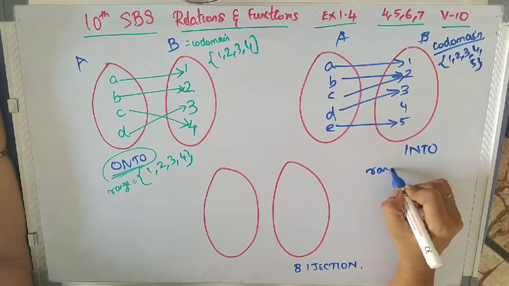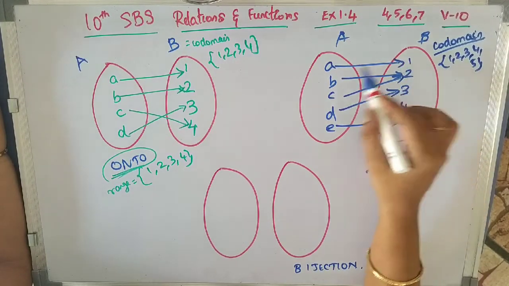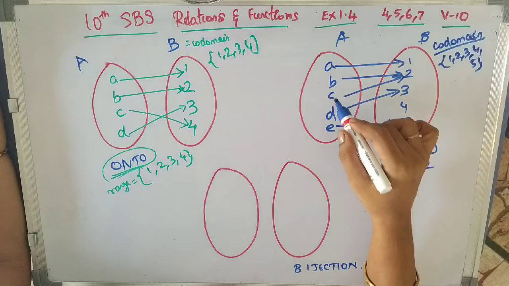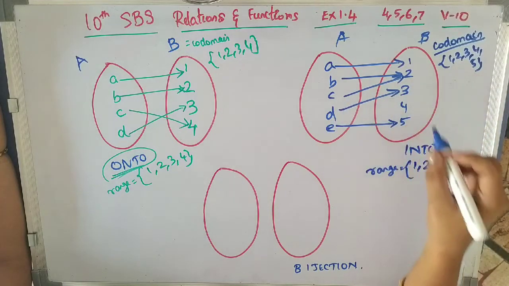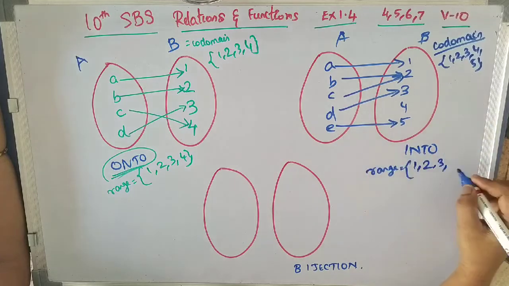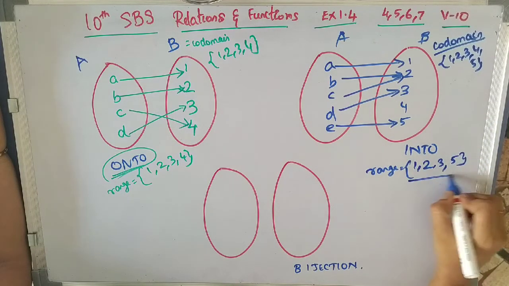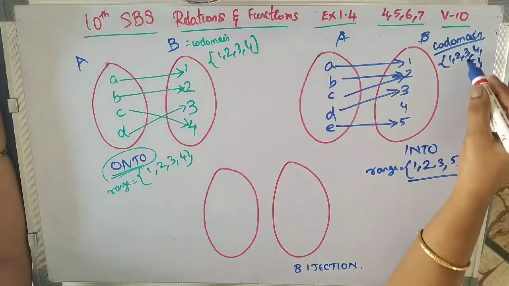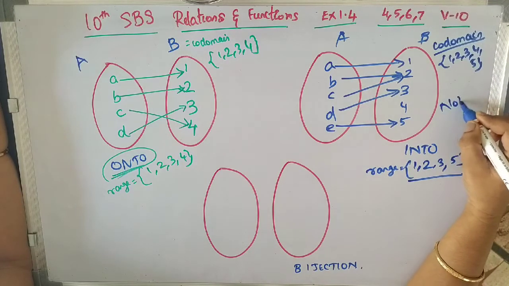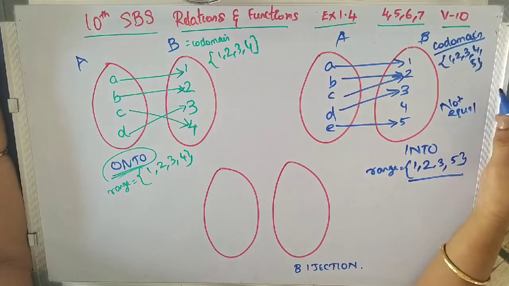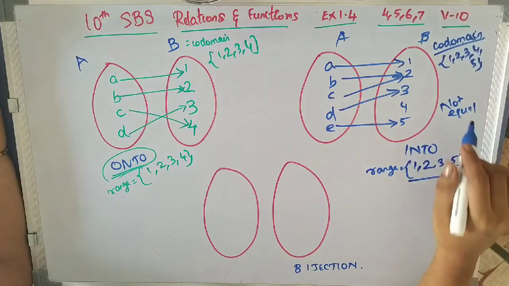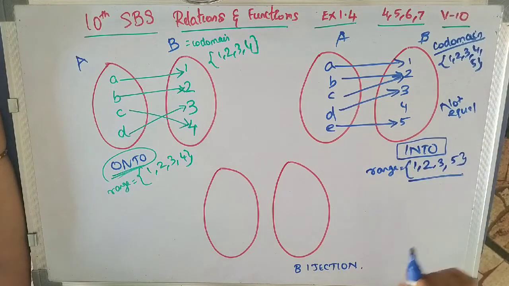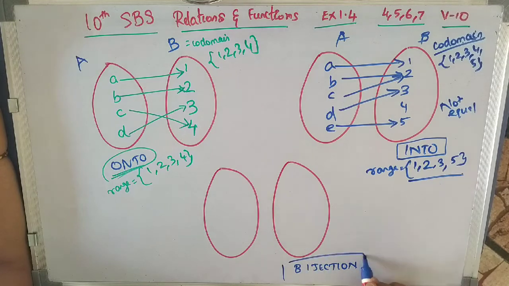Range is the collection of images of the elements in the domain. That is, 1, 2, 3 and 5 are the images of A, B, C, D, E. 4 is not an image of any element in A. So, 4 will not come under range, but it will come under codomain. So, the codomain and range are not equal here. So, this function is an into function. Clear? Are you following me? Now can you feel the difference between codomain and range?